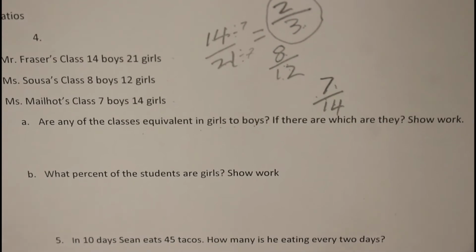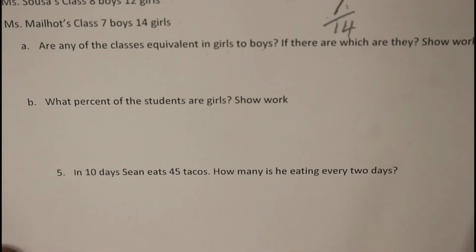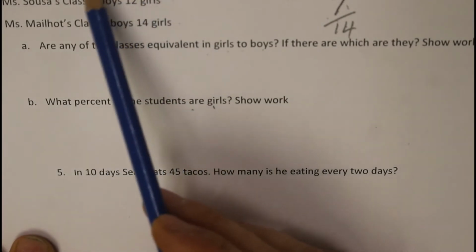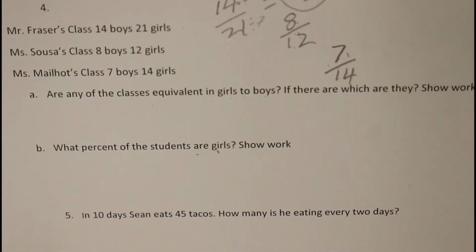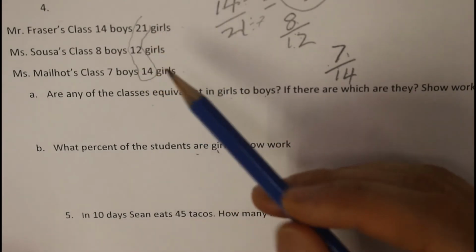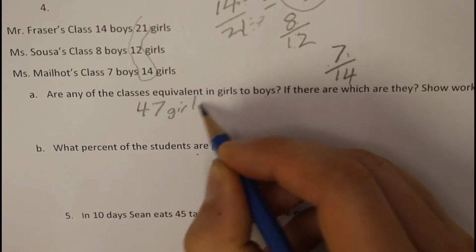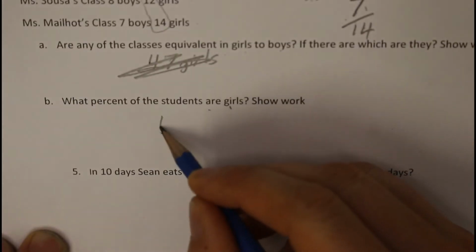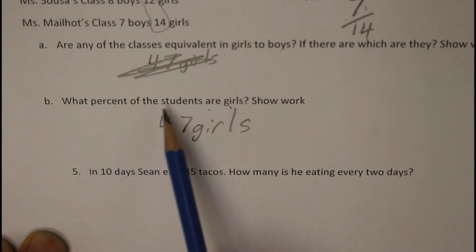Okay. Now this combines back to, I guess, our last worksheet. It asks here, what percent of the students are girls? So I want to know out of all these three classes, what percent are girls? What you need to do is first add up all the girls. When you add up all the girls, you have 47 girls. And the question asks, what percent of the students are girls?